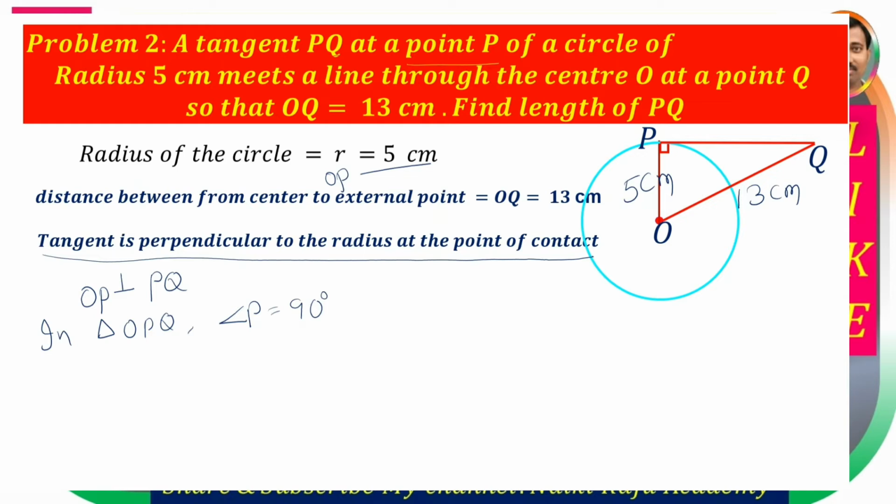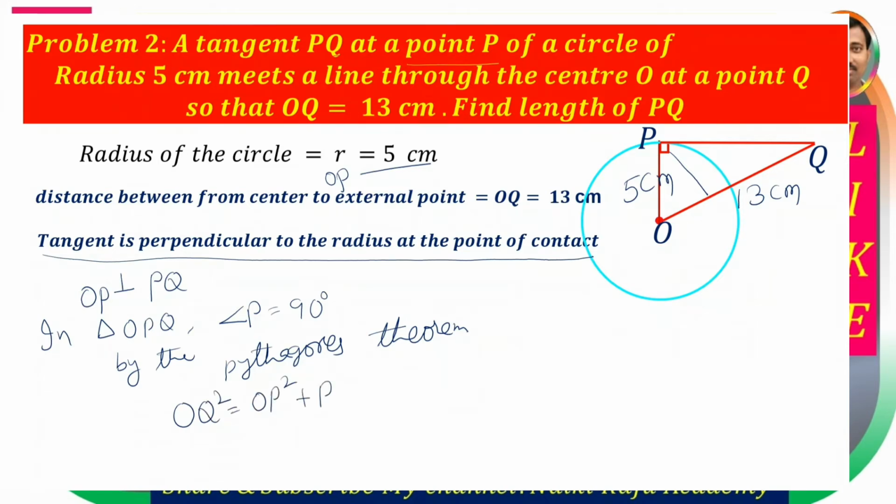In the right angle triangle, by the Pythagoras theorem, hypotenuse square equals the sum of squares of the other two sides. Here angle P is equal to 90 degrees, so the opposite side of angle P is the hypotenuse. So OQ is the hypotenuse. So OQ square equals OP square plus PQ square.